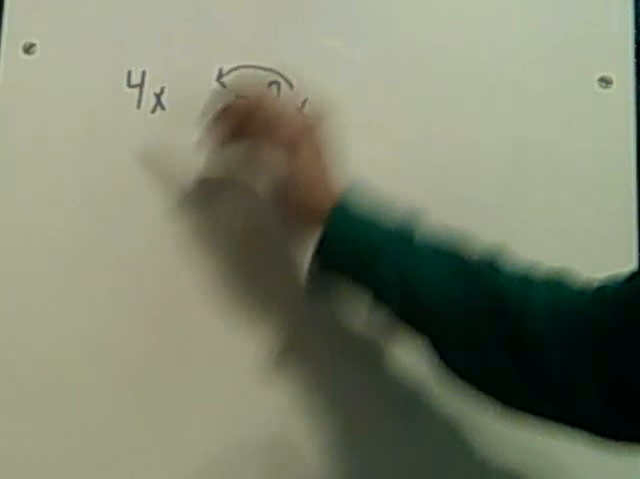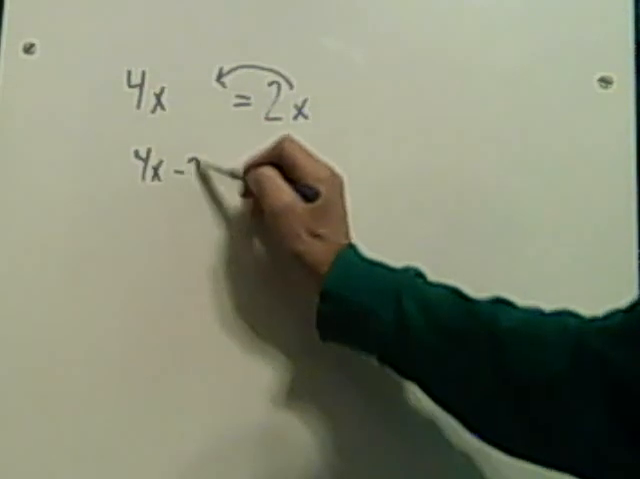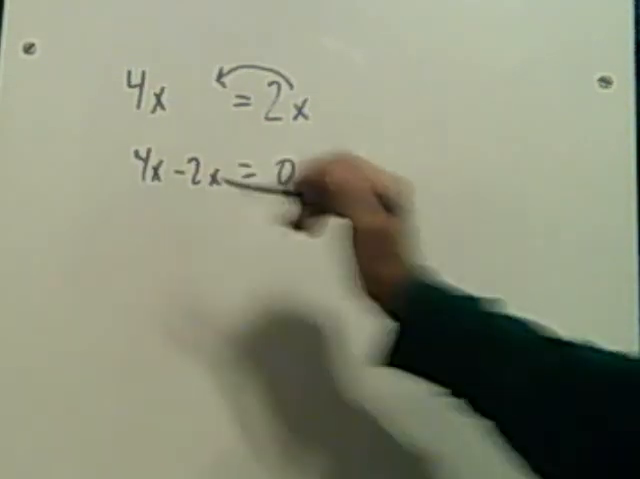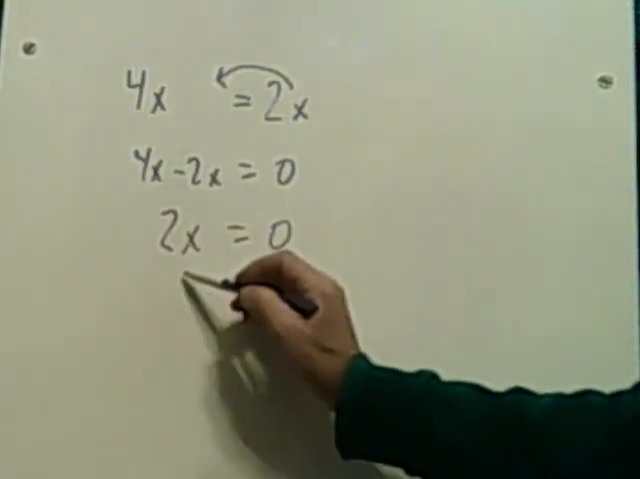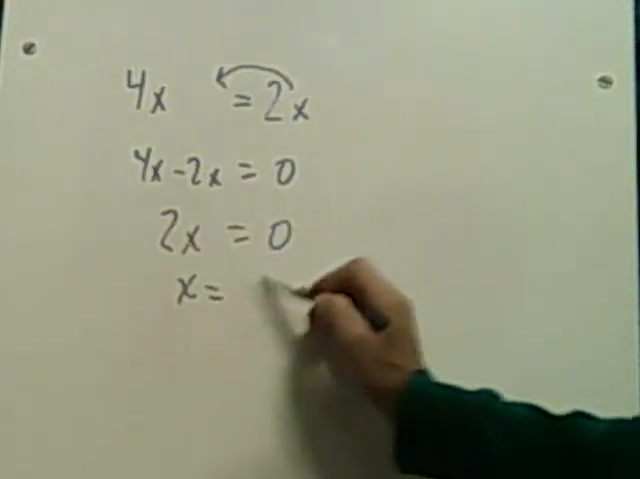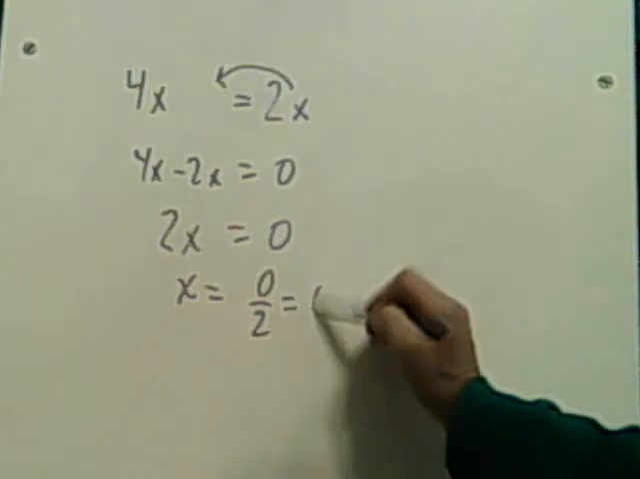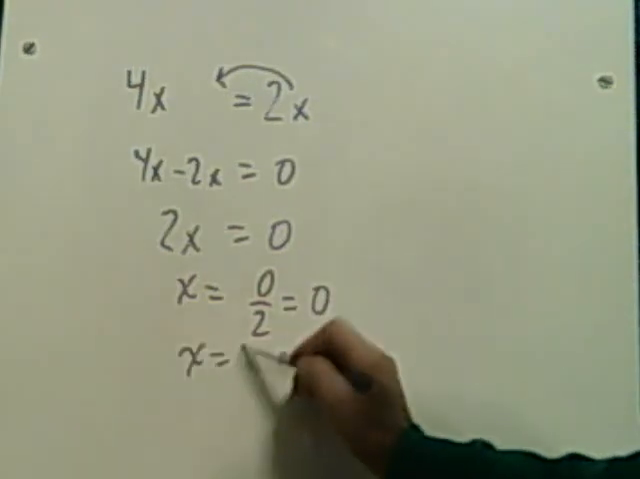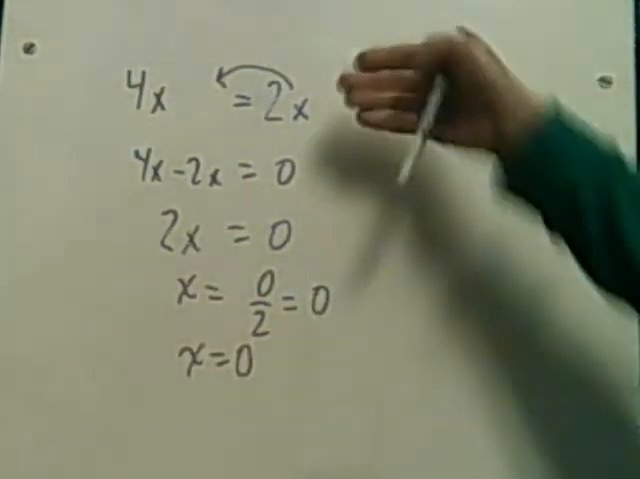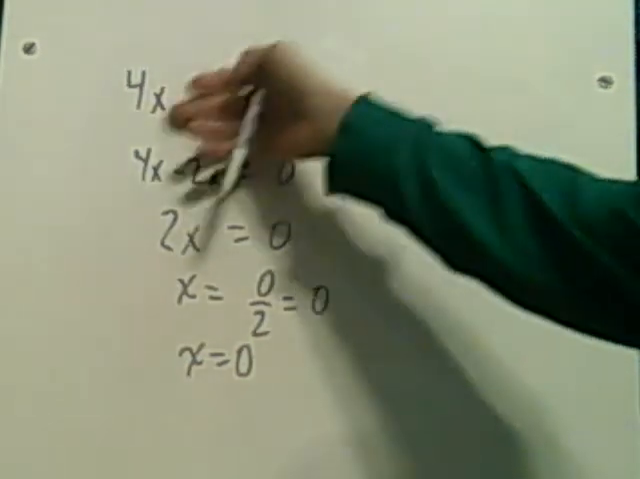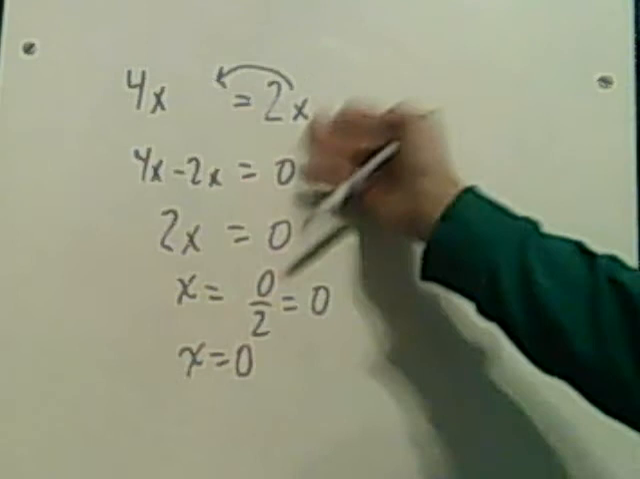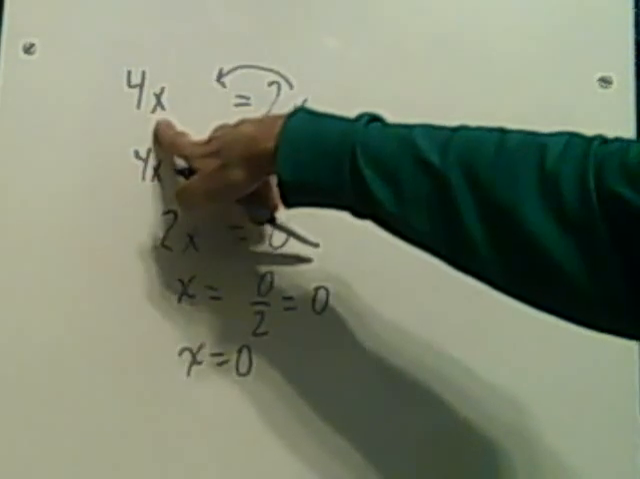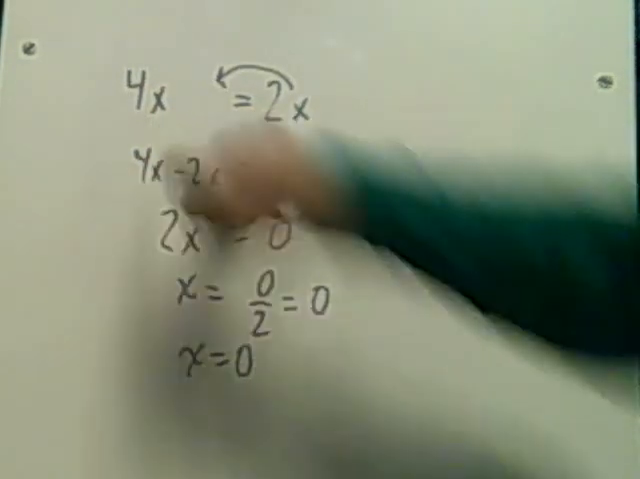If I bring this to the other side, I get 4x minus 2x equals 0. That'll say 2x equal to 0. And that means that x is equal to 0 divided by 2, which is equal to 0, or x equals 0. The only solution for 4 times a quantity to equal 2 times a quantity, the only solution for that equation is when x is equal to 0. Okay?